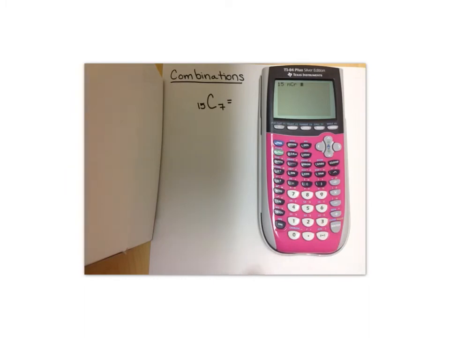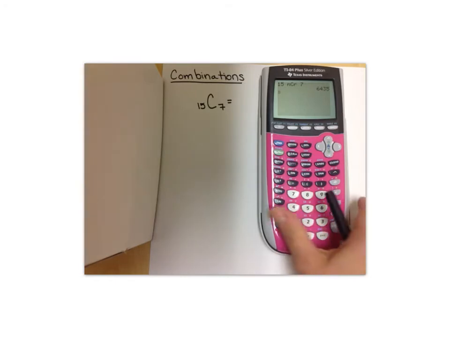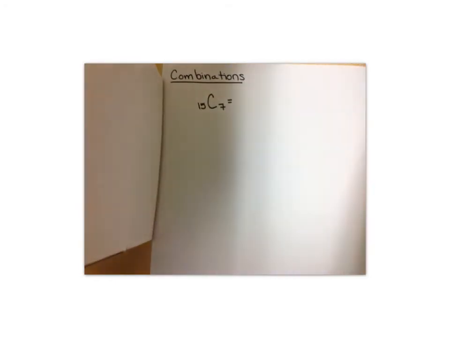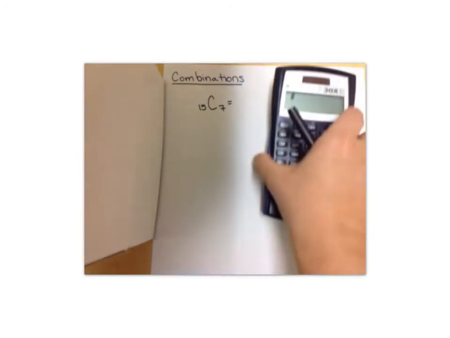So now on your screen you have your 15 nCr, and I'm going to choose 7 because my R value is 7. And you hit enter, you get 6,435 different possible combinations. So now I'm going to switch over to my scientific calculator and show you in this calculator.